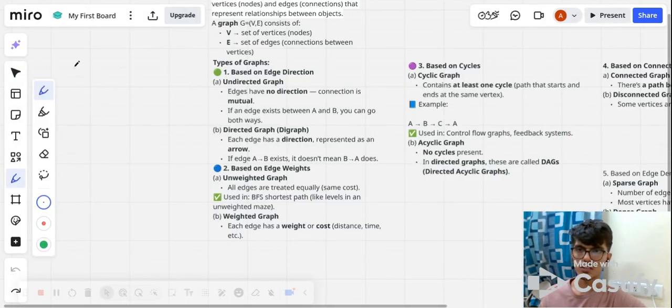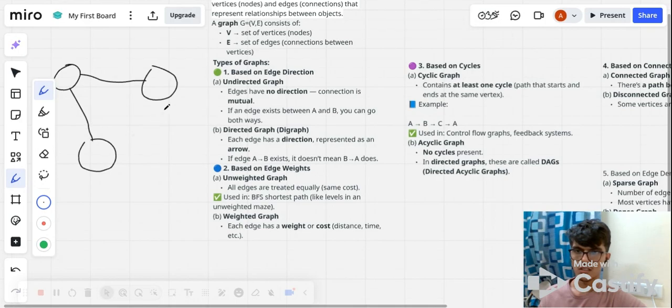Let me just draw a simple graph. Never mind the drawing. Okay, so this is a graph. If I connect these vertices and don't mark the direction on these edges, then this is what we call an undirected graph. Let me just name these vertices as well. Suppose we call this A, this B, and this C. So these are the vertices.